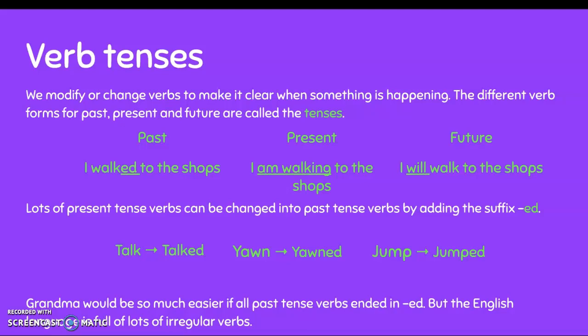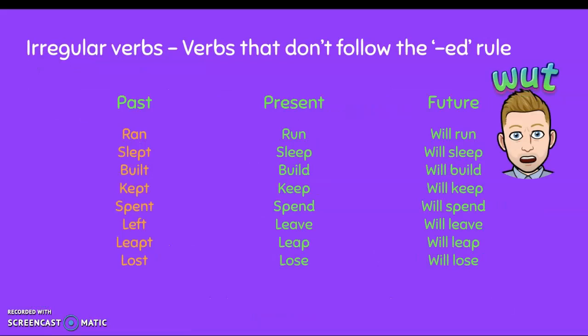Grammar would be so much easier if all past tense verbs ended in ed, but they don't. The English language is full of irregular verbs. So what are they? Irregular verbs are verbs that don't follow the ed rule. For example, present tense is run, future tense will run, past tense ran.